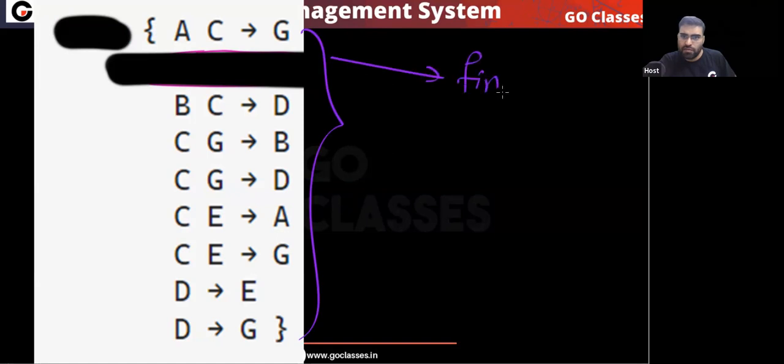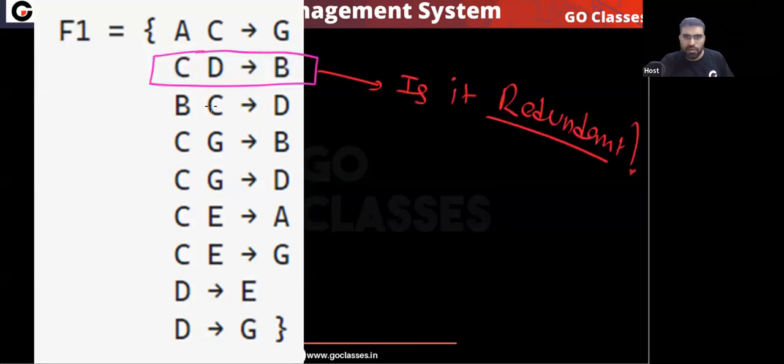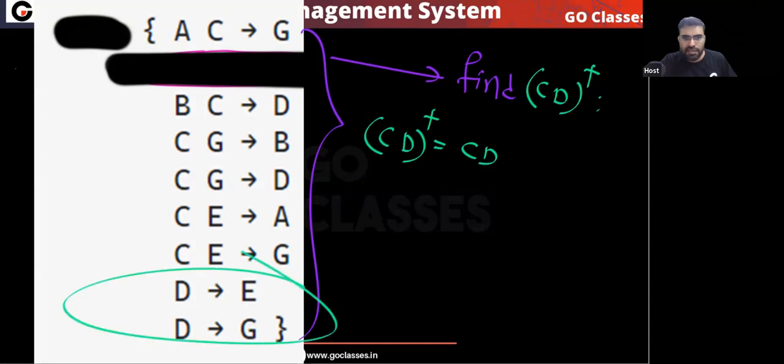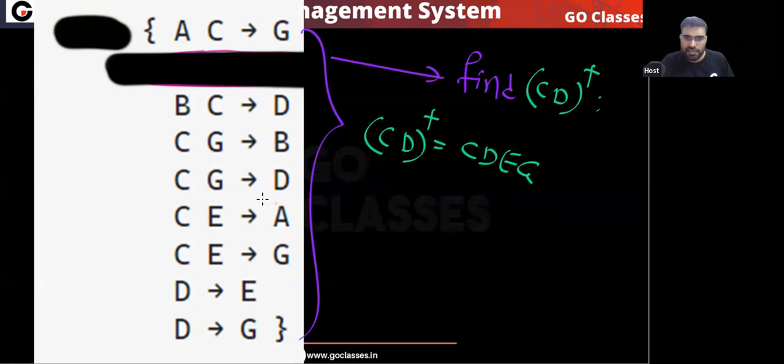You will find CD plus. Yes or no? So tell me, what is CD plus? CD plus will be CD. D can determine EG. So CD plus will be CD EG.